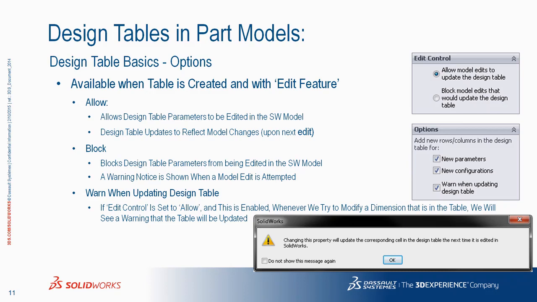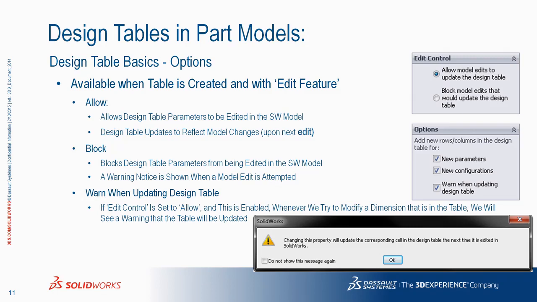All right, so the design table options available when the table is created or with the edit feature allow design table parameters to be edited in the SOLIDWORKS models. This gives you a bi-directional path between the design table and SOLIDWORKS. We can double click on a dimension value, update it there, and it's going to update our design table. Or if we update it in the design table, it's going to update it in the part model for us. Design table updates to reflect model changes.